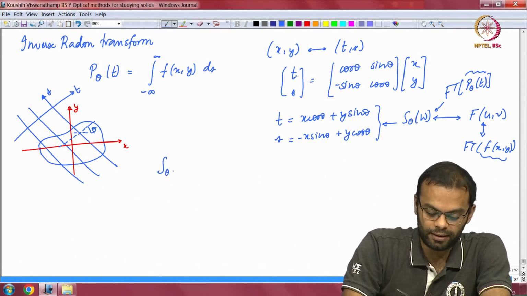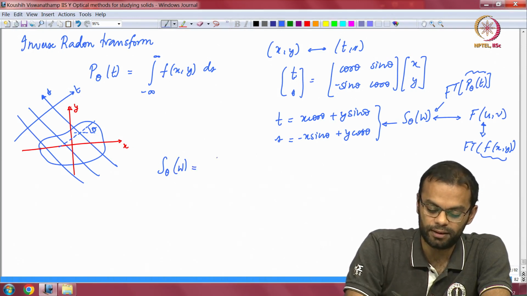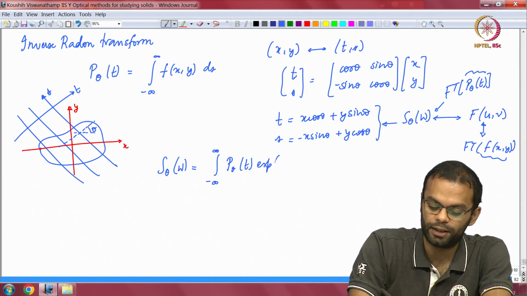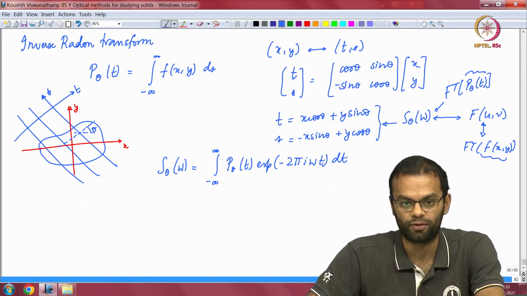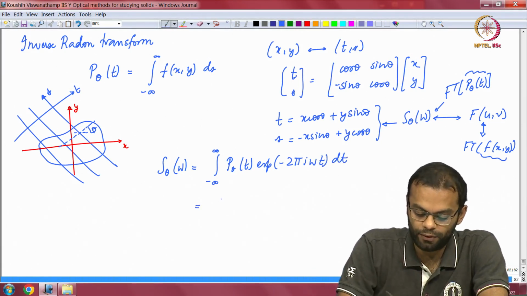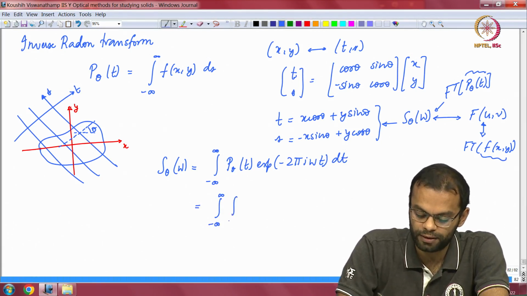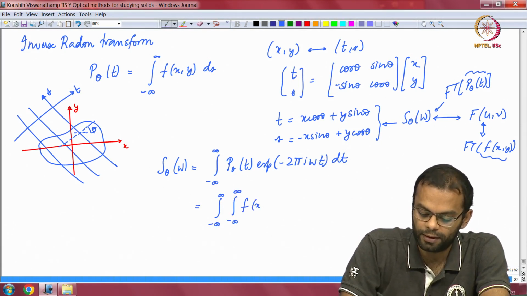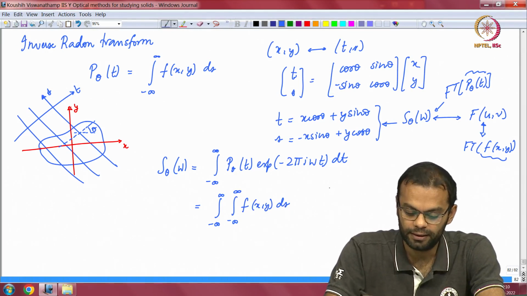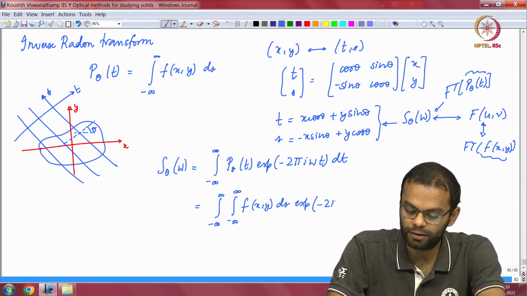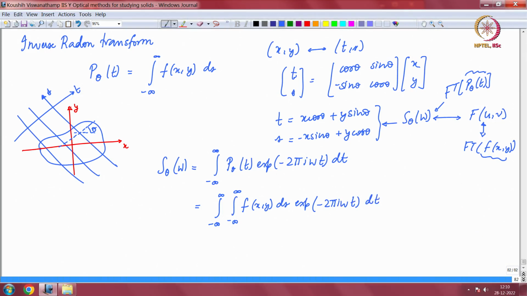Alright, so let us take a look at what this S theta of w is. Remember this was integral from minus infinity to plus infinity of p theta of t exponential minus 2 pi i w t dt. This was the 1D Fourier transform of p theta of t, and if you write down the expression for p theta of t, you will get f of x y going along ds, that is what p theta was, times exponential minus 2 pi i w t dt, okay.